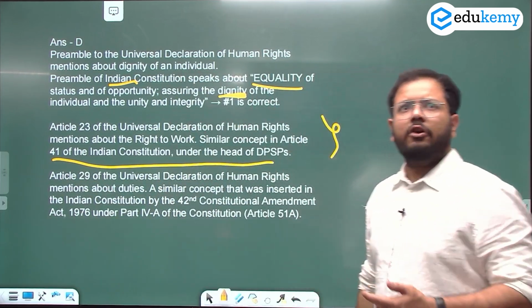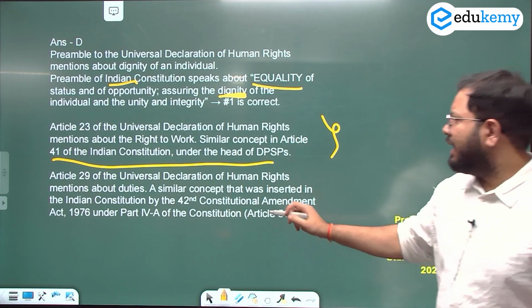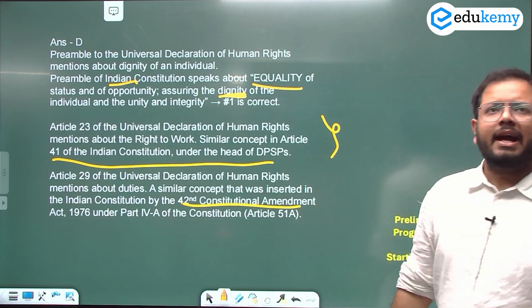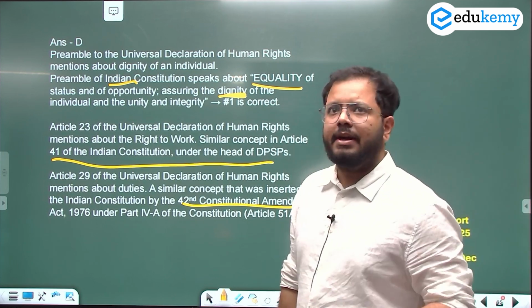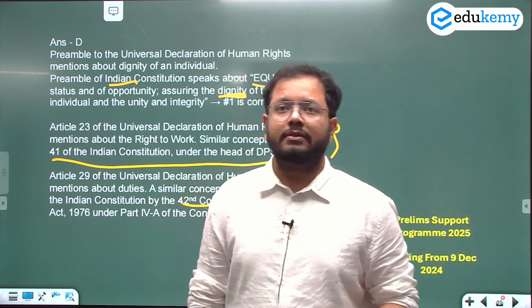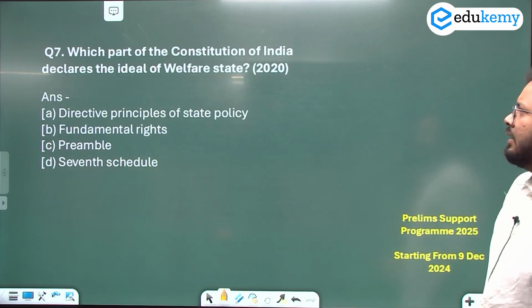देन आर्टिकल 29 ऑफ यूडीएचआर, यूनिवर्सल डिक्लेरेशन ऑफ ह्यूमन राइट्स, मेंशंस अबाउट ड्यूटीज. अपना कहाँ है? 42nd कॉन्स्टिट्यूशनल अमेंडमेंट हैज इंट्रोड्यूस्ड फंडामेंटल ड्यूटीज. ठीक है. कमेंट सेक्शन में बताओ दिस फंडामेंटल ड्यूटीज वाज टेकन फ्रॉम व्हिच कॉन्स्टिट्यूशन. फाइन. नेक्स्ट क्वेश्चन. क्वेश्चन नंबर 7.